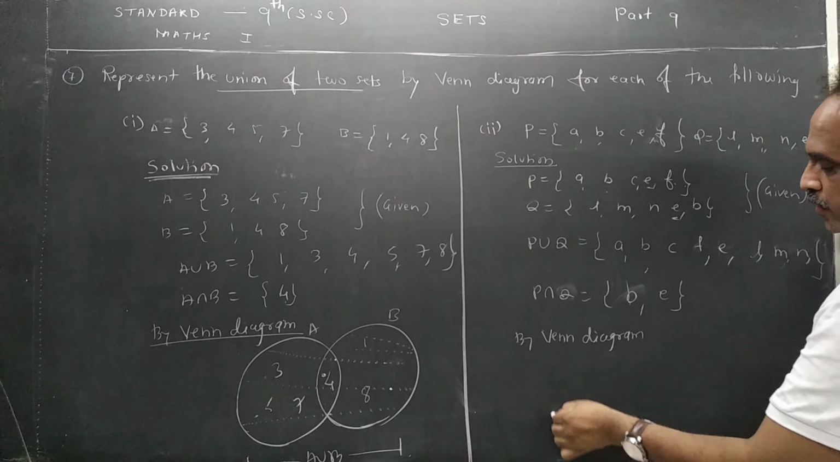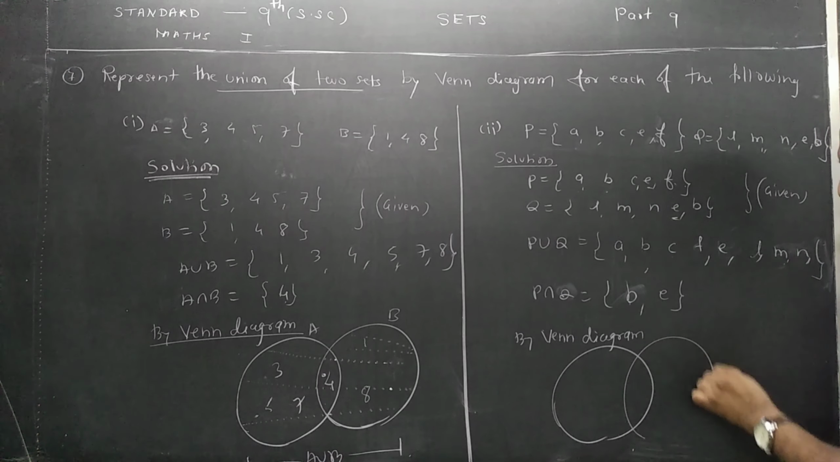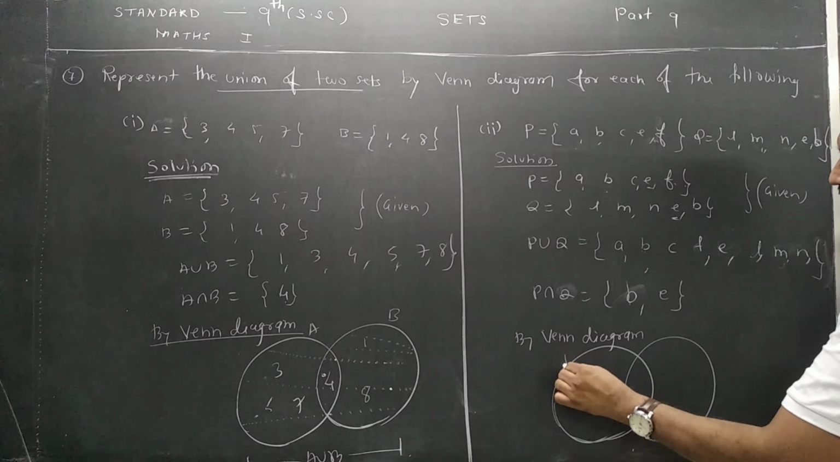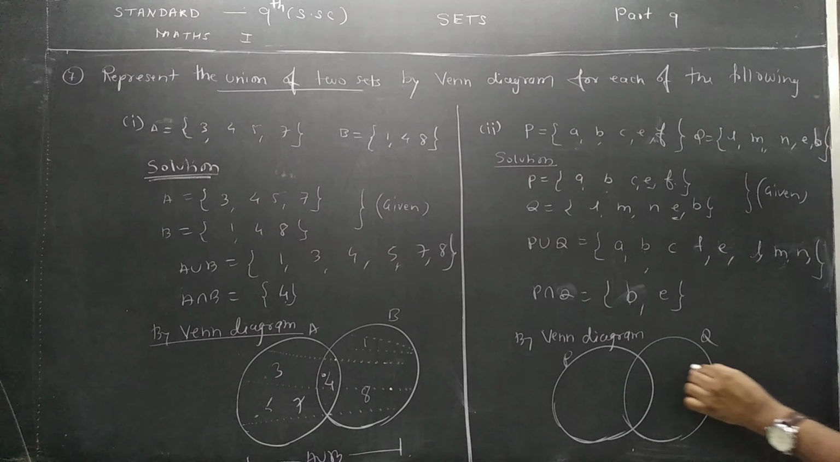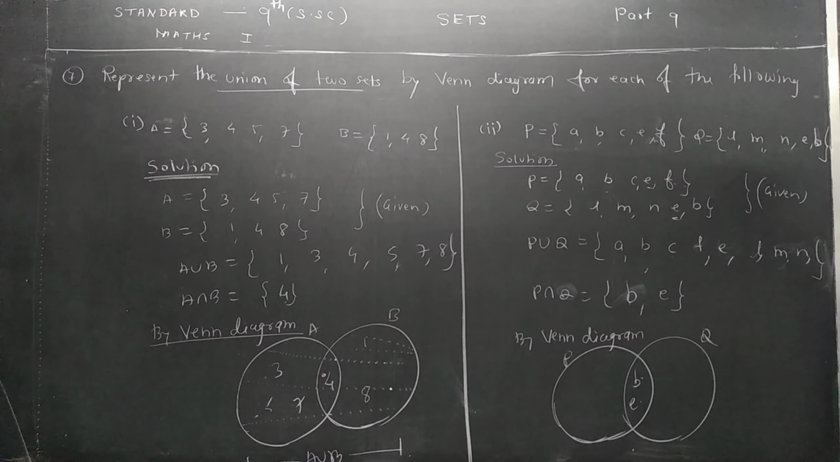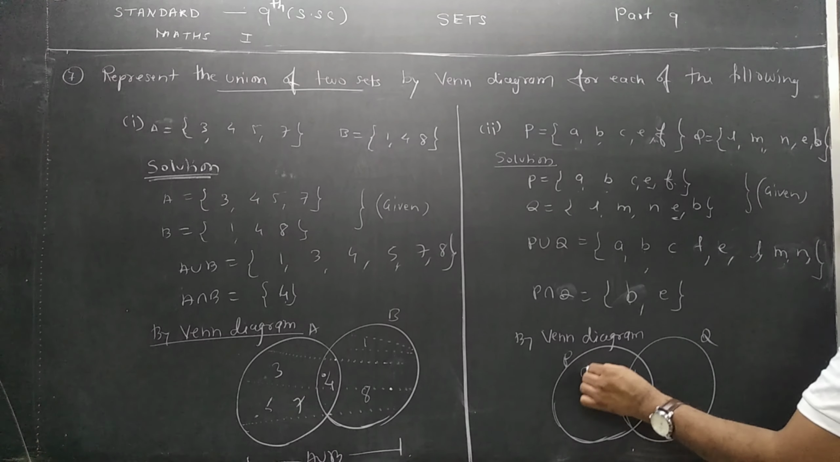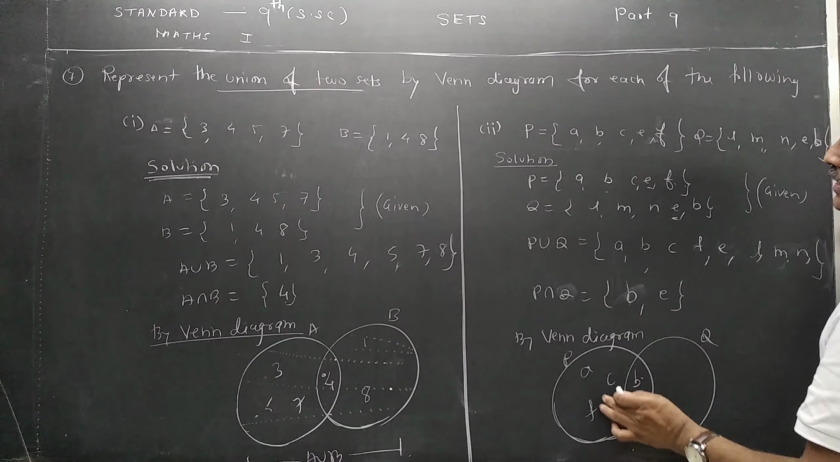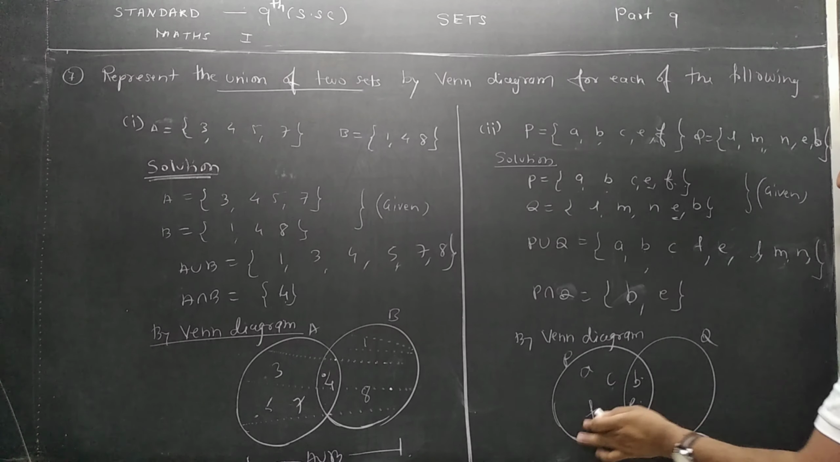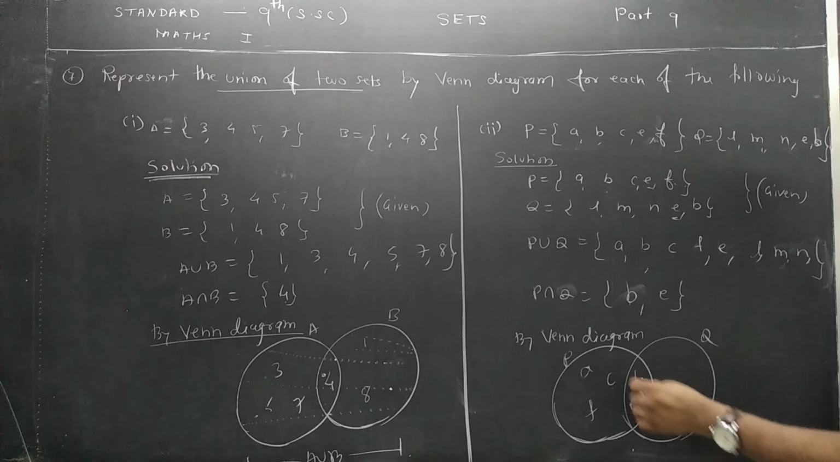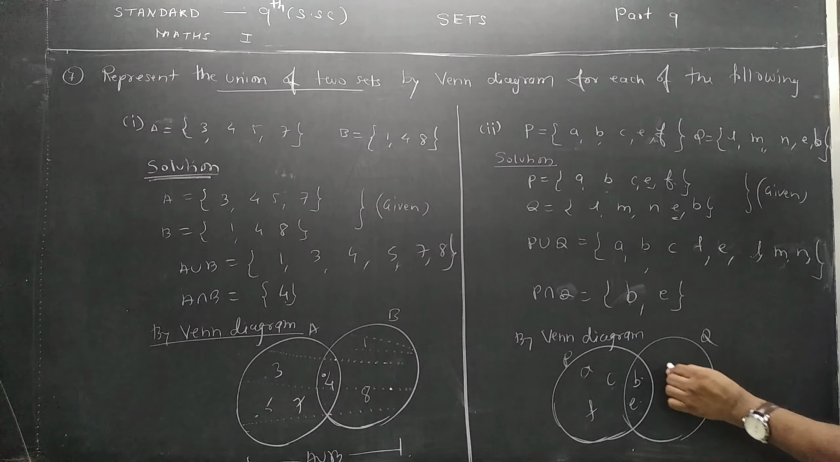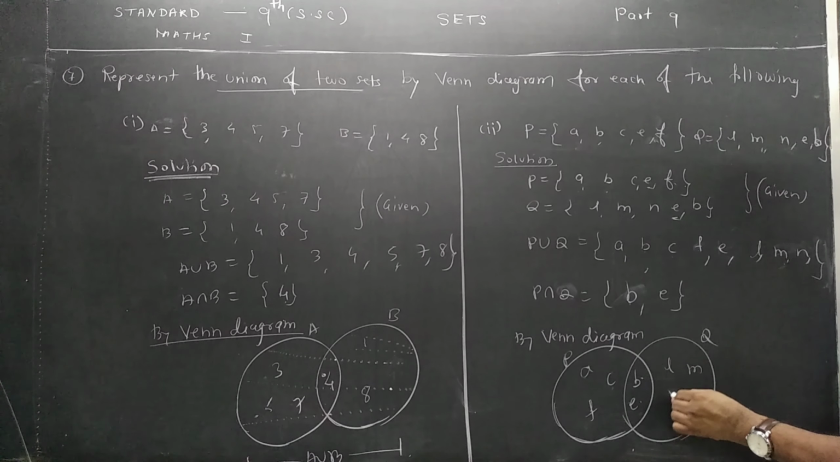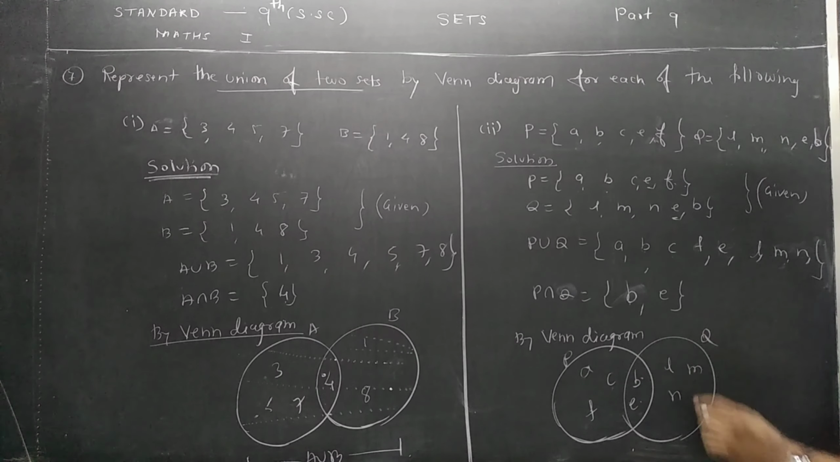So by Venn diagram, what are we going to write? A closed figure. This is P, this is Q. Which are the common terms? B and E. Which are the remaining ones? A, B is there, C, E is there, and F. So A, B, C, E, F, all of them are in P. And Q is what? L, M, N, E is there and B is there. So this entire thing is called as what?